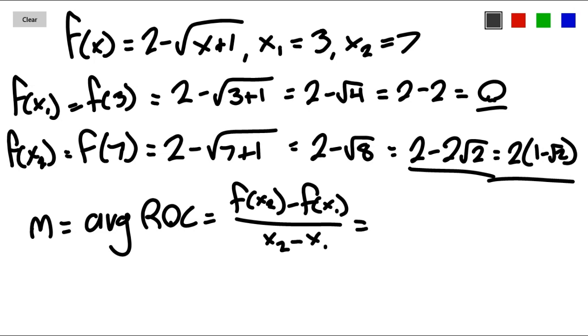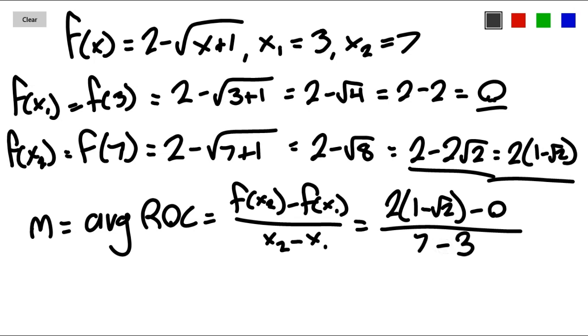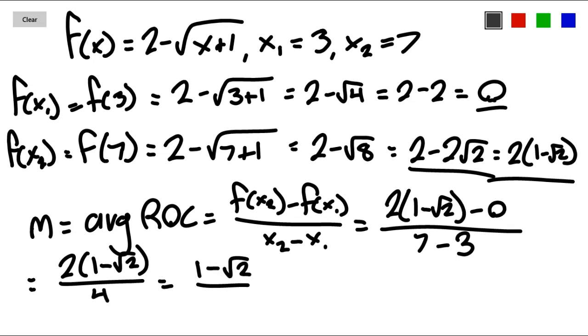F of x2 is going to be 2 minus 2 times the square root of 2, or you can factor it out. I'm going to leave it factored. 2 times 1 minus root 2 minus f of x1, which is just 0, over x2, which is 7, minus x1, which is 3. And when I crunch the numbers here, I get 2 times 1 minus root 2 divided by 4, which just gives me 1 minus root 2 over 2 for my average rate of change.